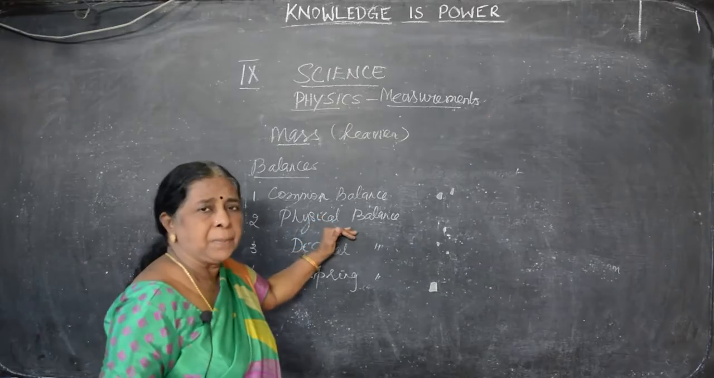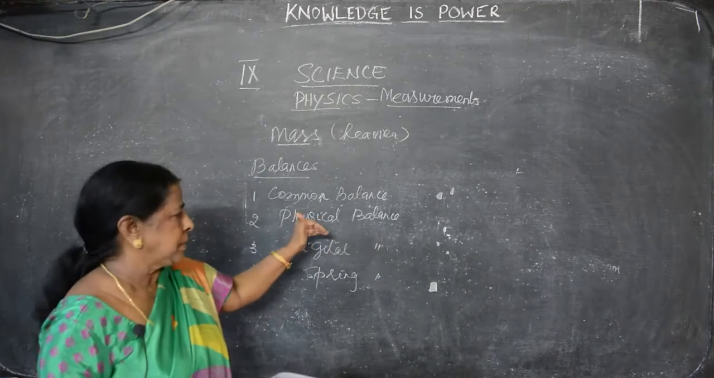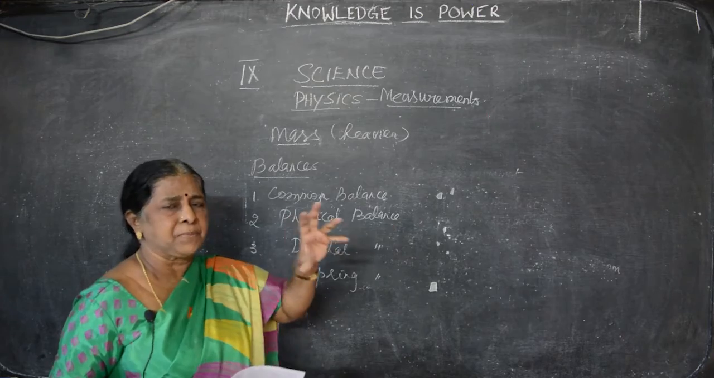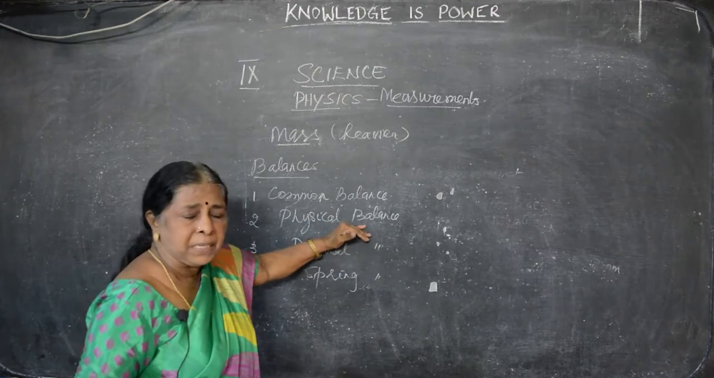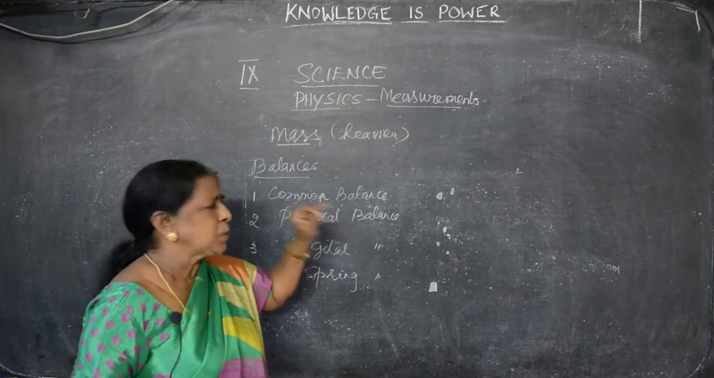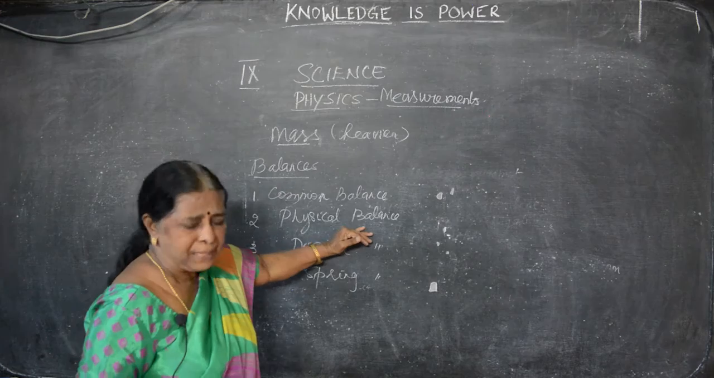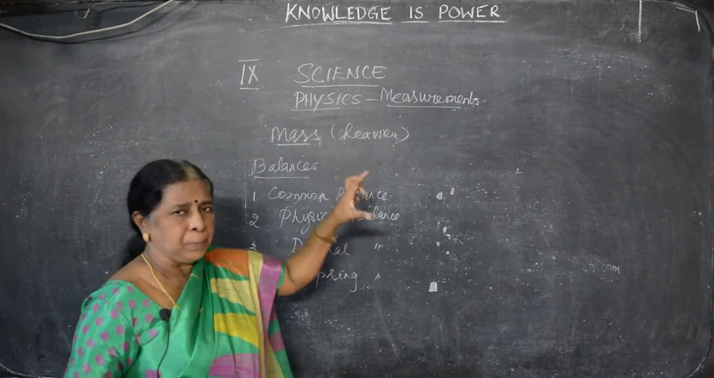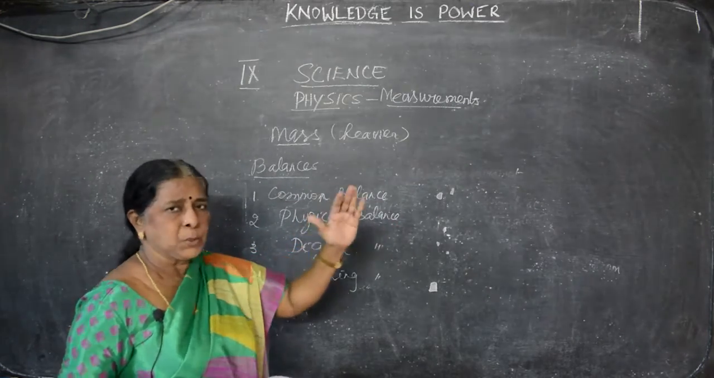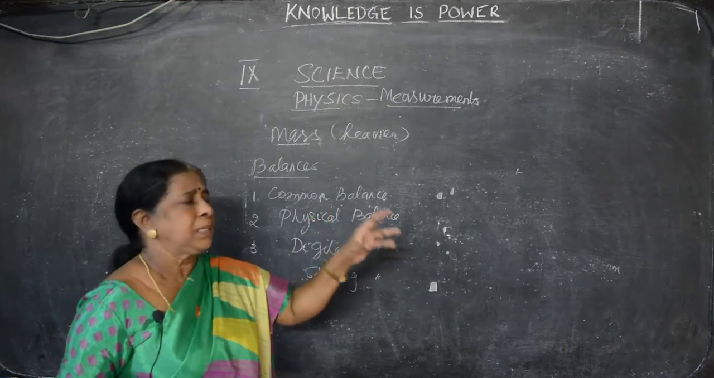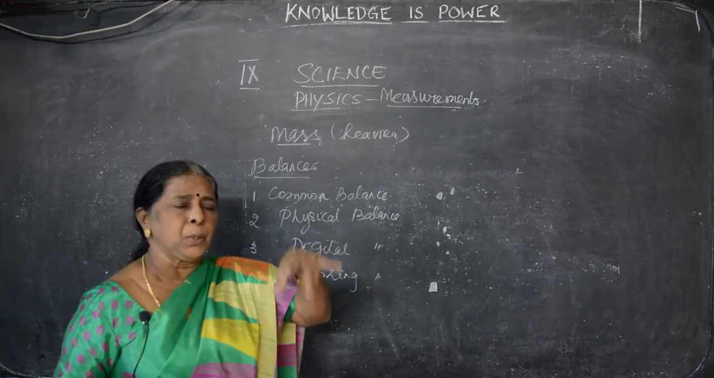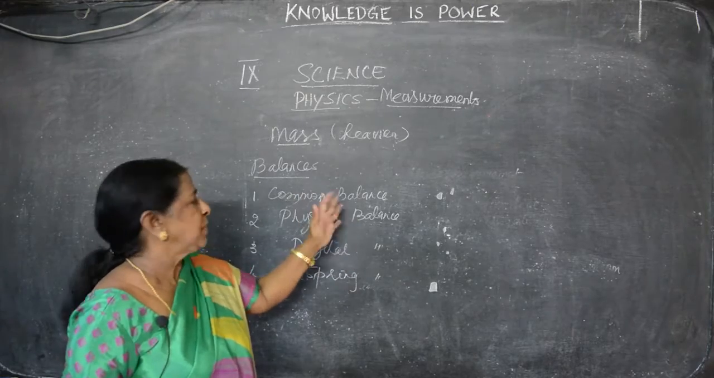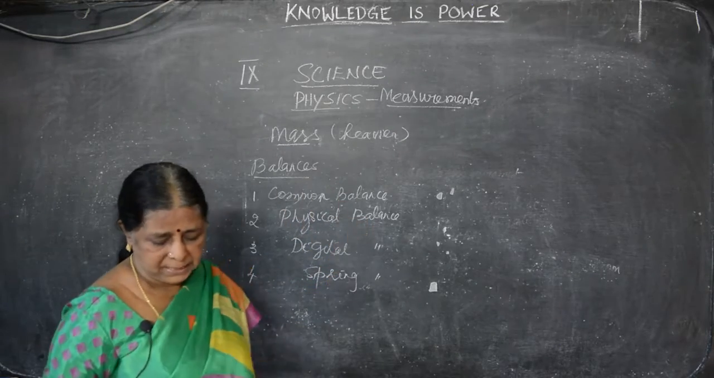Next we have to see the physical balance. This is mainly used for practical purposes. We have to find out the mass of the chemicals. By using the physical balance we can find even the smallest, up to milligrams. Here also there are 2 pans. In between, one pendulum will be there that shows the correct weight. Like the pointer in the common balance, the same way here also an indicator is there. That indicator says whether both the sides are balanced or not.